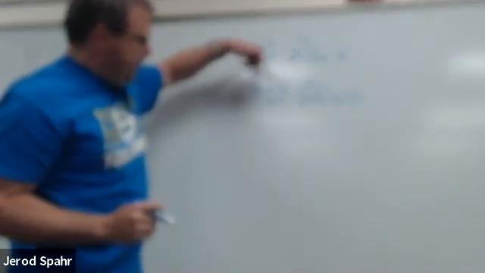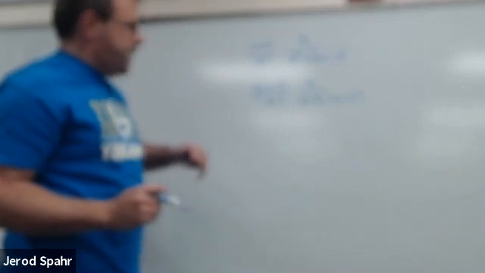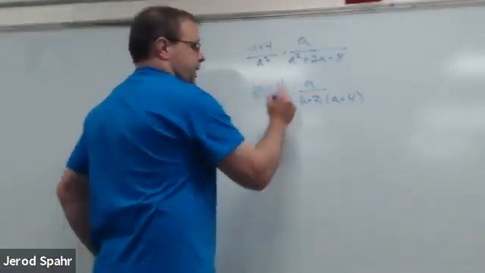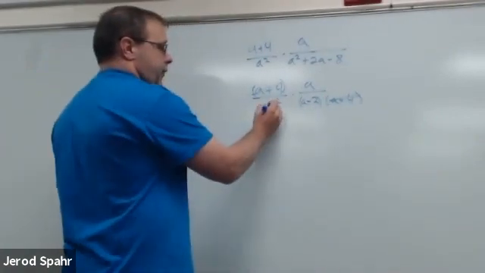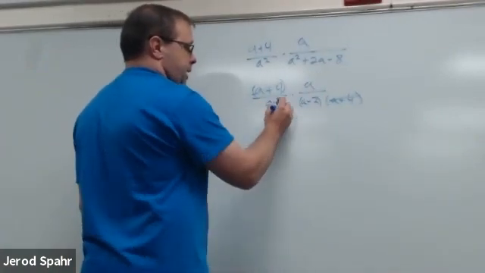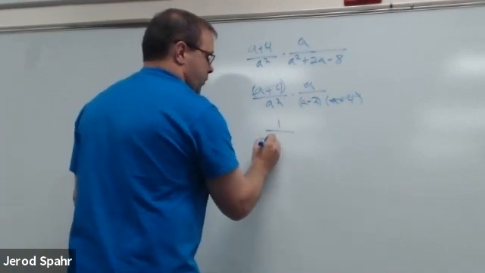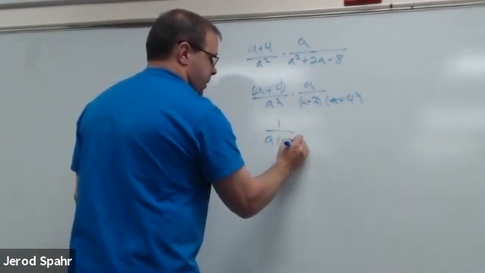So it's a plus 4 times a. So it's a group here, and I have a group there. So I cancel those. I have a squared, which is by itself, times a. So that cancels into that. So I have 1 over a times a minus 2.